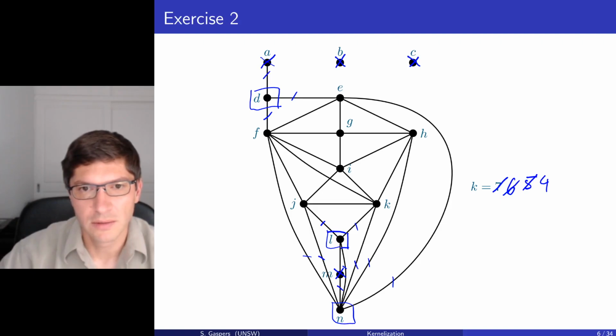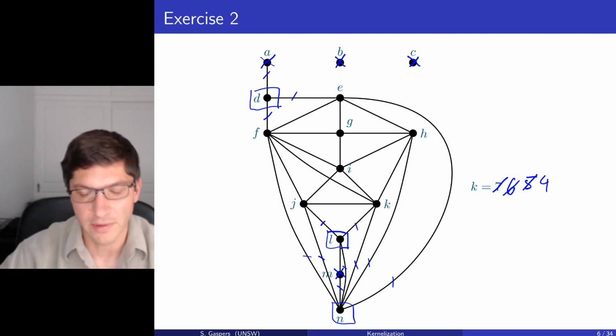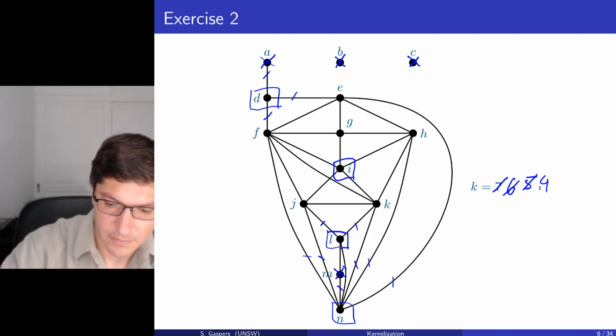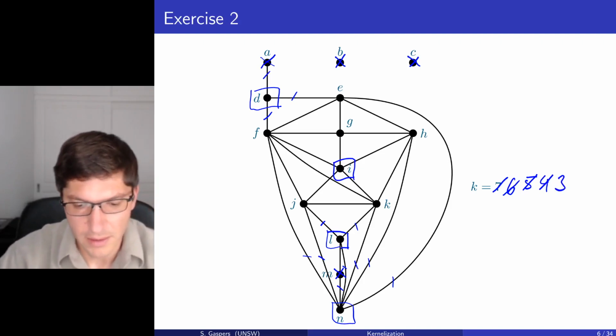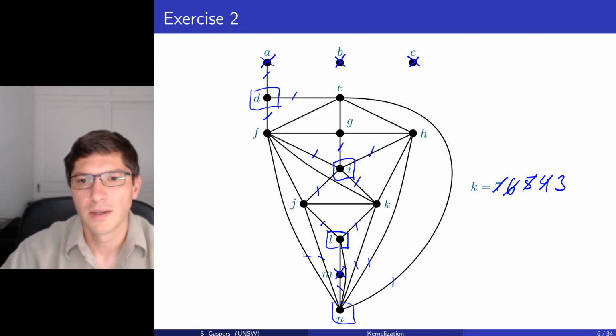What happens now? Do we have a degree 5 vertex? Yes, the vertex I has degree 5. And k is 4, so if we don't add I to the vertex cover, all its 5 neighbors must be in the vertex cover. So we conclude that we can add I to the vertex cover. k decreases to 3. It's getting a bit messy, but bear with me.